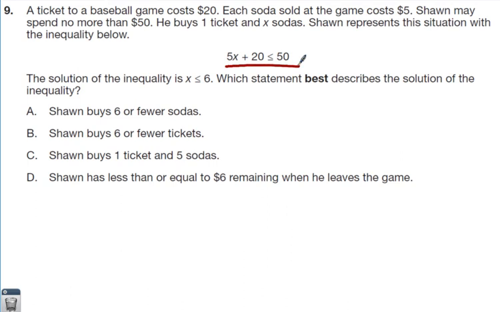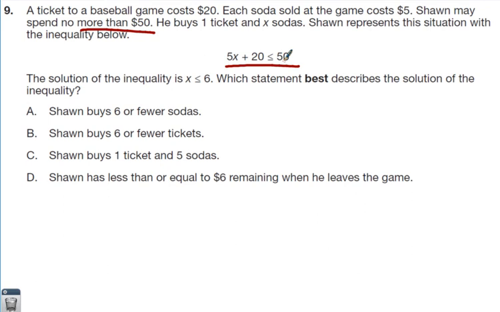A ticket would cost $20. Each soda during the game costs $5. Sean may spend no more than $50. So because of this no more than $50, that's why it's less than or equal to 50. I mean, that's kind of like the mathematical translation. You can spend no more than 50, so you can spend 50 or less. So less than or equal to 50.